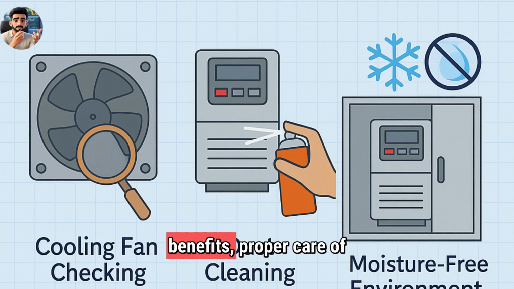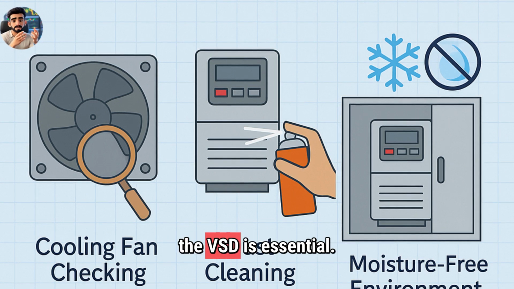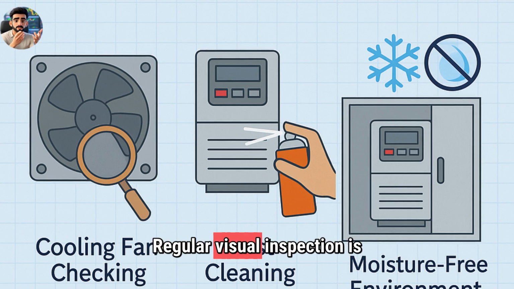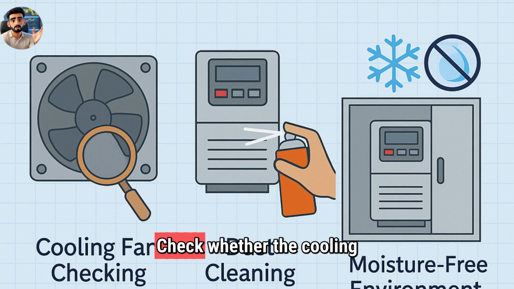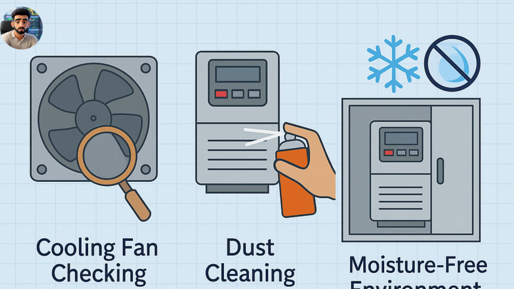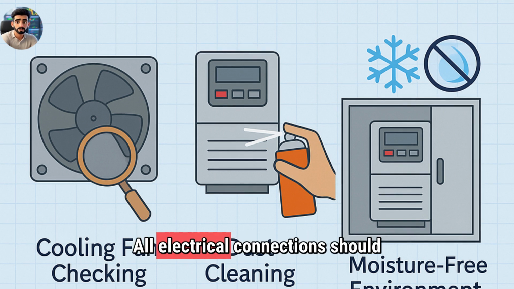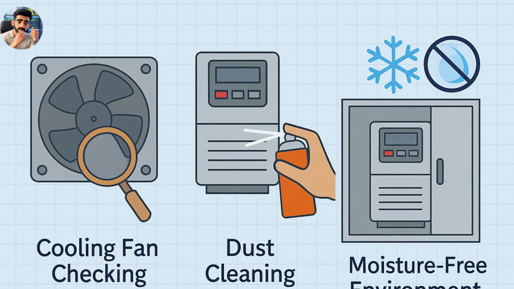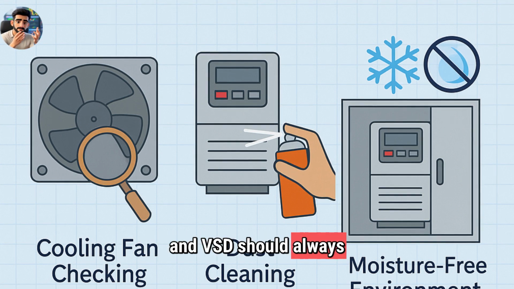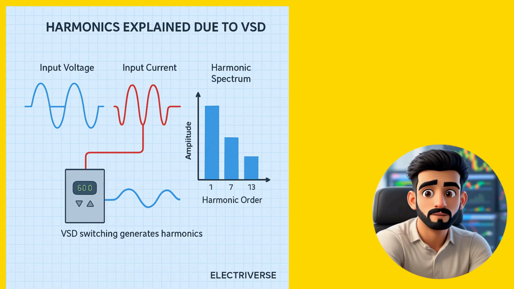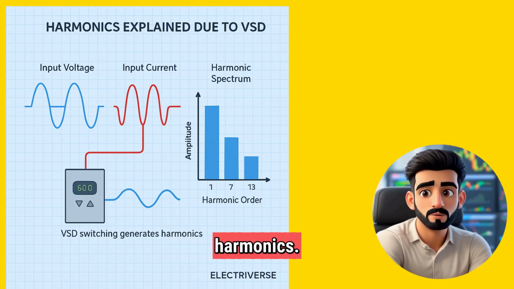However, to enjoy these benefits, proper care of the VSD is essential. Maintenance is very important. Regular visual inspection is necessary. Check whether the cooling fans are functioning properly. Ensure there is no dust on the heatsink. All electrical connections should be tight. Loose connections are a major cause of overheating, and VSD should always be installed in a clean, dry, and well-ventilated place. A common issue that comes with VSD is harmonics.